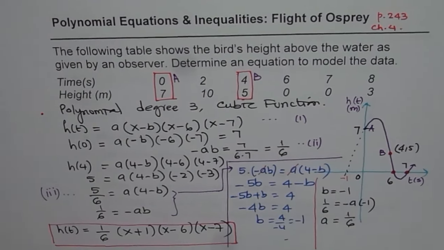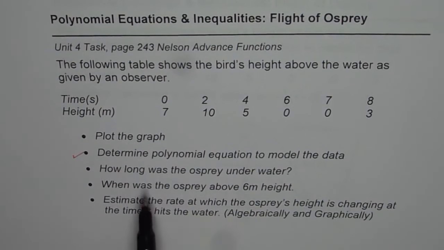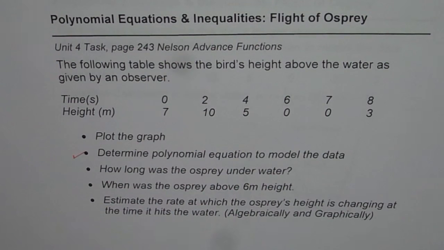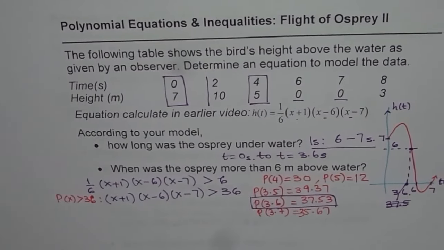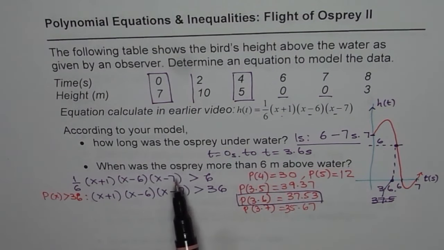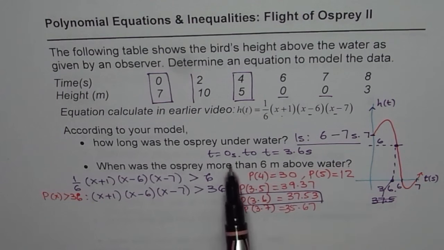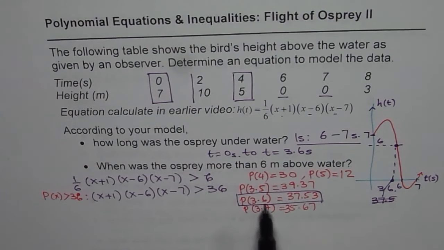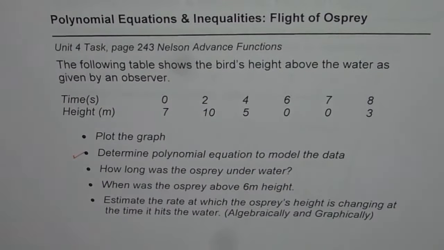And then we explored further, and we did how long was the osprey underwater. This was fairly clear. The osprey was underwater between time 6 and 7. And then we found when was the osprey above 6 meter height. So in the next video, which you can see in detail, we answered these two questions. 6 to 7 is when the osprey is underwater. And for more than 6 meters, we substituted many values and figured out that it is from t equals 0 to 3.6 seconds approximately. 3.6 seconds gave us a value of 37.53, which is more than 36. 3.7 gave a value of 35.67. And then we did this part and the next in the video which I just showed you.